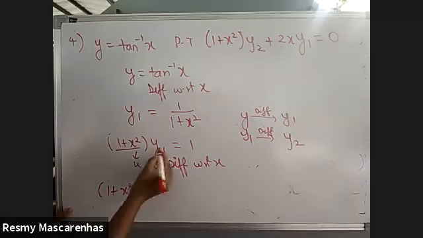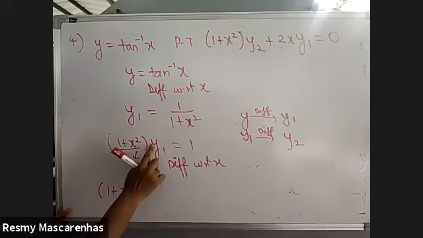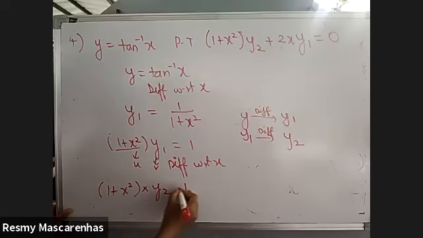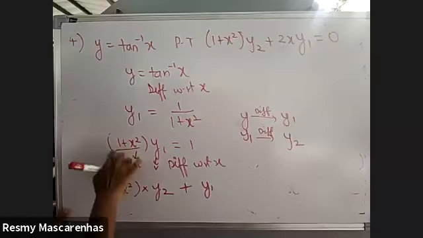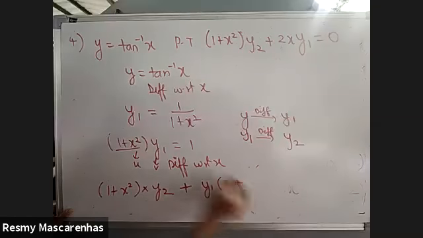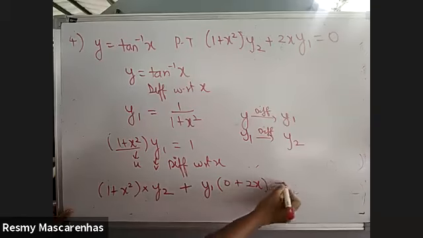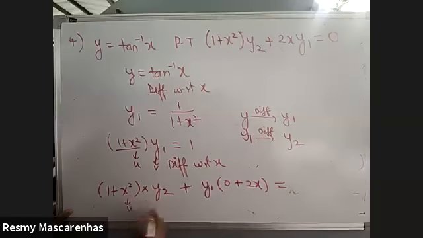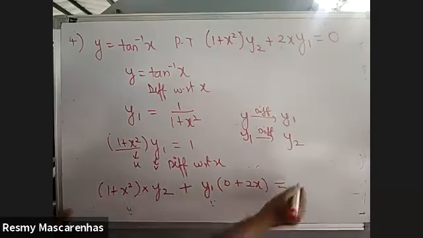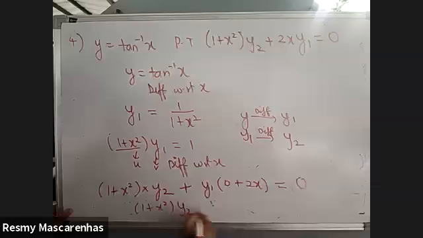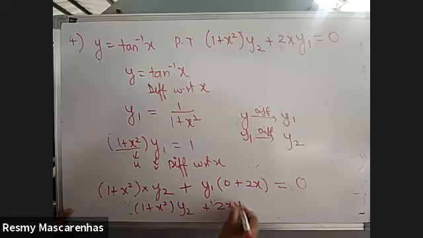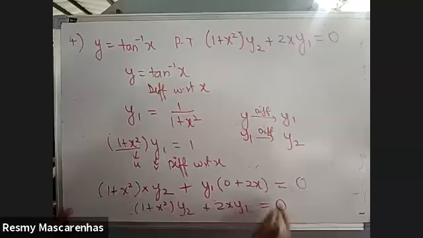Okay, so already this is y1. So u I've written as it is, the derivative of y1 will be y2, plus v into derivative of u. v is y1, and the derivative of 1 plus x square will be 0 plus 2x. So this is u into derivative of v plus v into derivative of u. And the derivative of 1 will be 0. So I think you got the answer that was expected: 1 plus x square y2 plus 2x y1 is equal to 0.